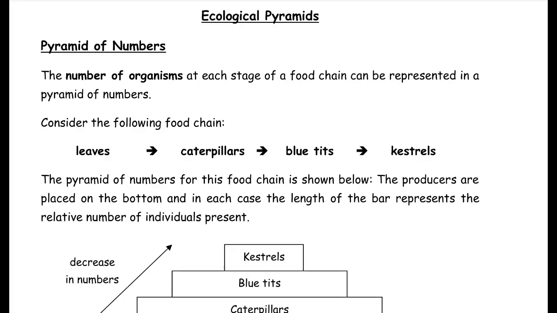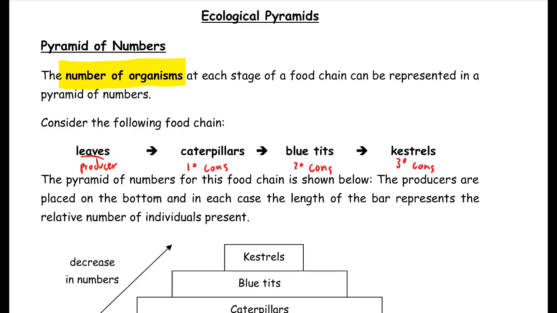Now, the pyramid of numbers shows the number of organisms at each stage in a food chain. So if we look at this little food chain, leaves, caterpillars, blue tits, kestrels. The leaves are the producer, then the caterpillars are the primary consumer, blue tits are the secondary consumer, and the kestrels are the tertiary consumer.